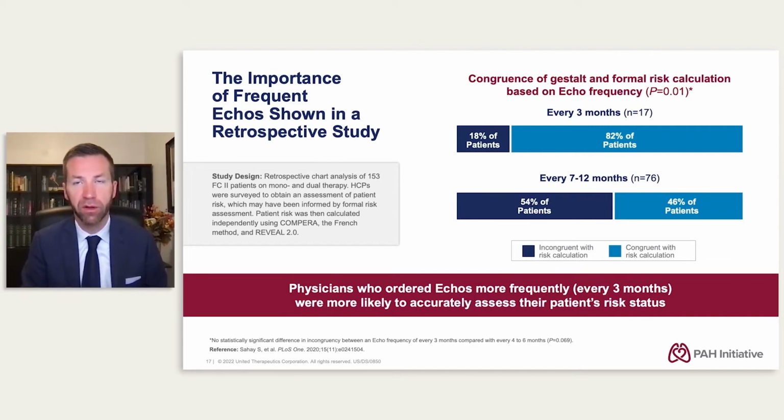So the congruence of Gestalt and formal risk assessment based on this echo frequency was that in those who got echocardiograms every 3 months, 82% of those patients were congruent with the risk calculation that was used. 18% were not. In those whose echocardiograms were obtained every 7 to 12 months, 46% were congruent with the risk calculations, whereas 54% were not. So the take-home point from this study is that physicians who ordered echoes more frequently, every 3 months, were more likely to accurately assess their patient's risk status.